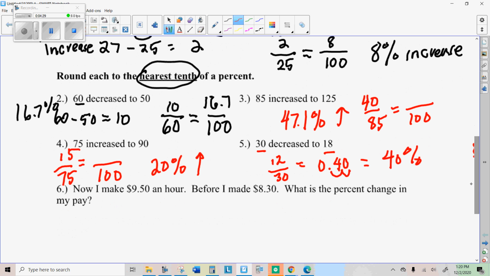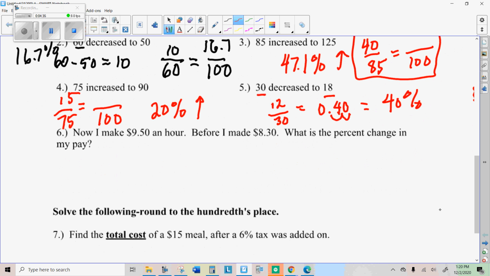Otherwise, if you are comfortable with writing out the whole proportion more, that's fine with me. Okay? So number 6 says, now I make $9.50 an hour before I made $8.30. You guys should be thinking, now which of those numbers is my original that I made? Okay? And that would be the $8.30 is your original because you went up to $9.50.